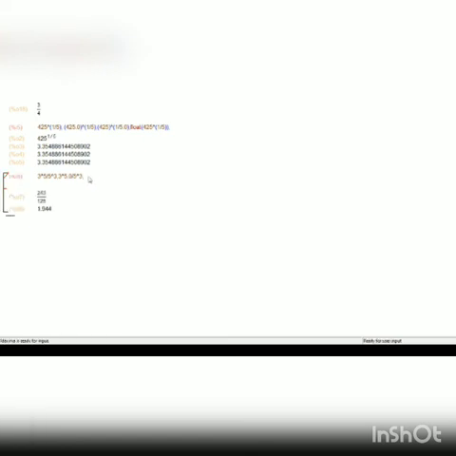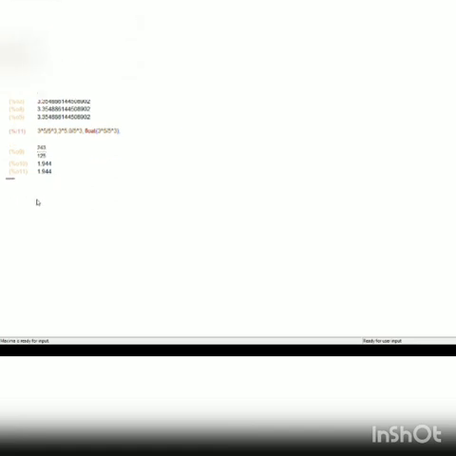Otherwise, you can use float also. If you use the float command, then also it gives you the same answer. Float of this. Give it within the bracket, don't forget, and the semicolon should be outside. This is how you can find the decimal approximations.